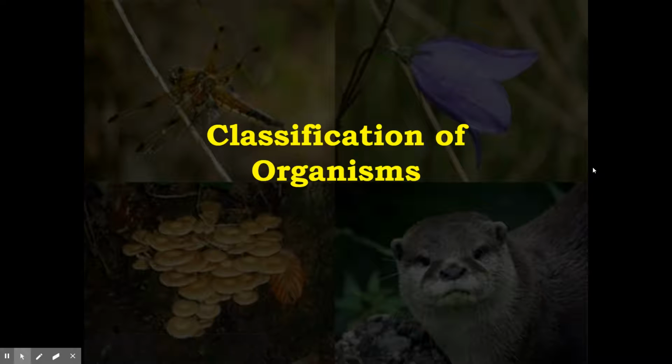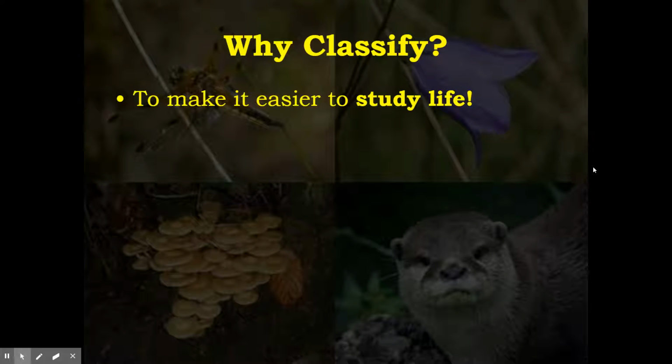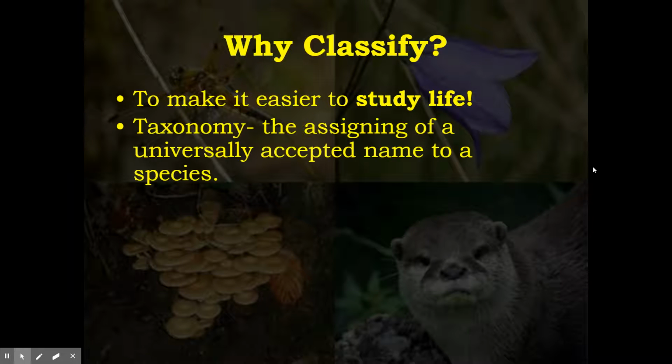This is the classification of organism notes that you're going to need to fill in. Why are we going to classify things? Because it makes it easier to study life. There's so many different things out there, and by using taxonomy, which is the assigning of a universally accepted name to a species, this is a way that scientists can make it easier to classify.